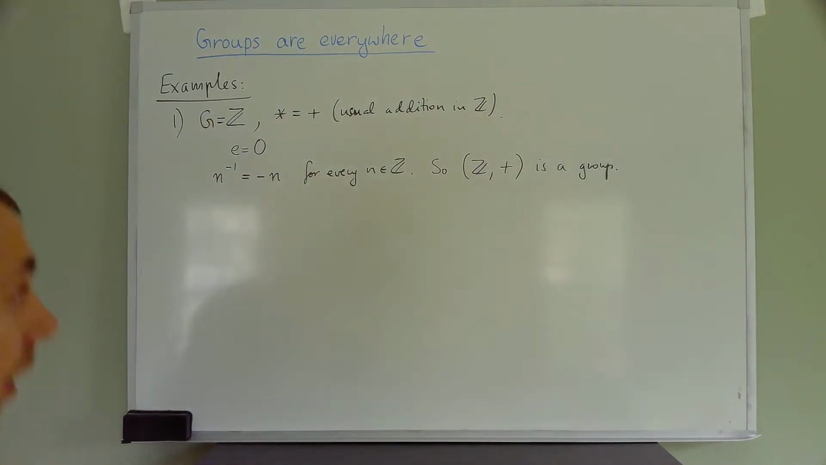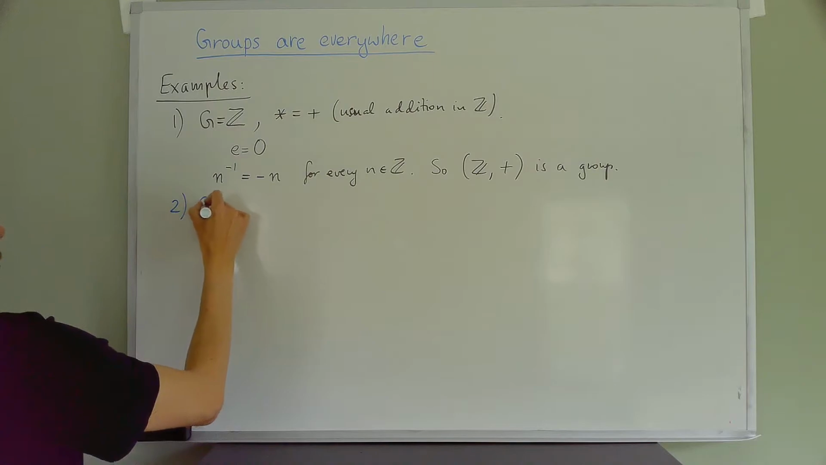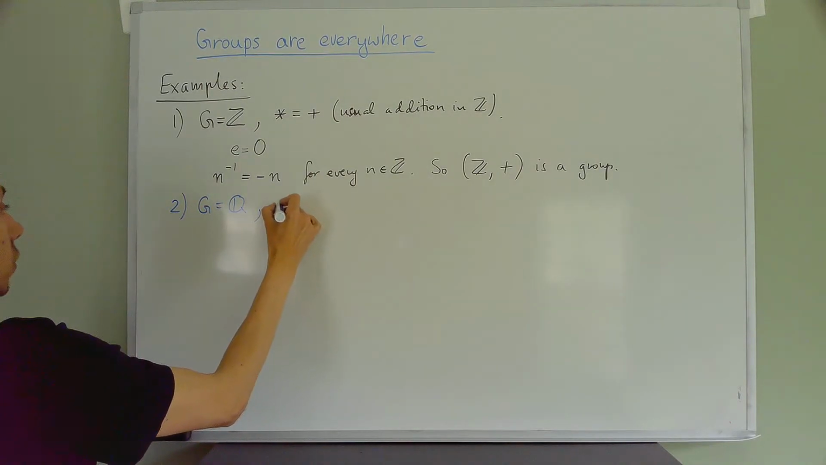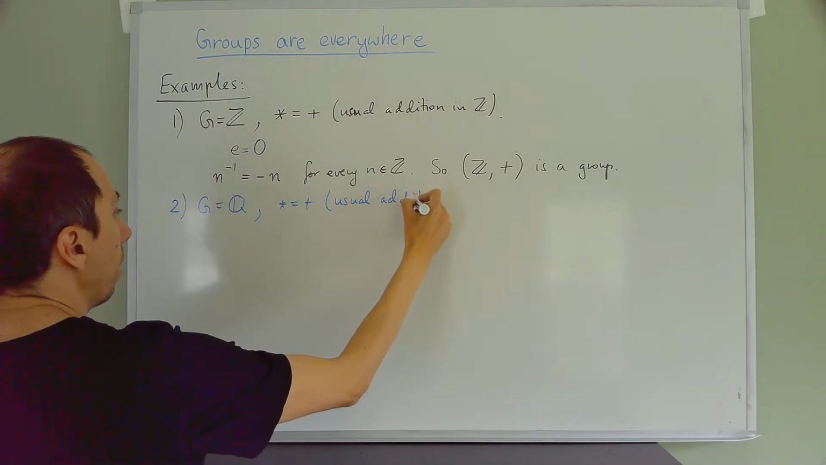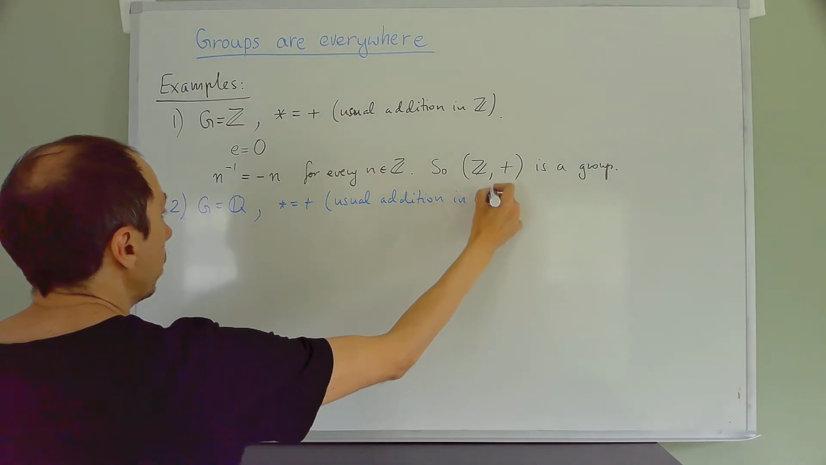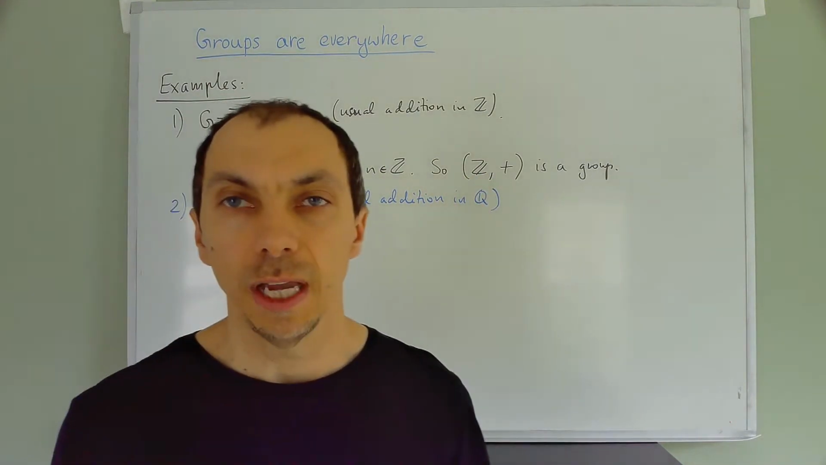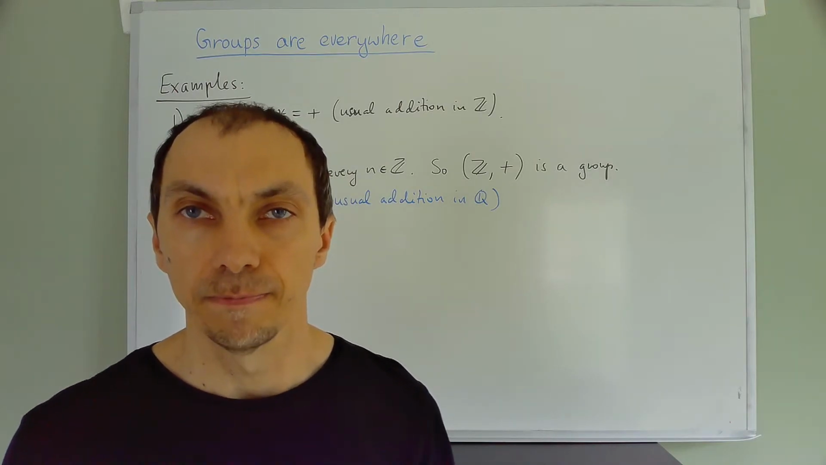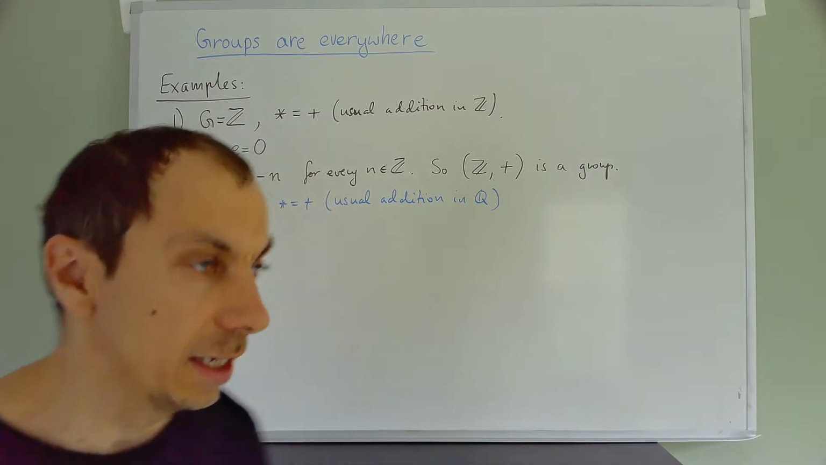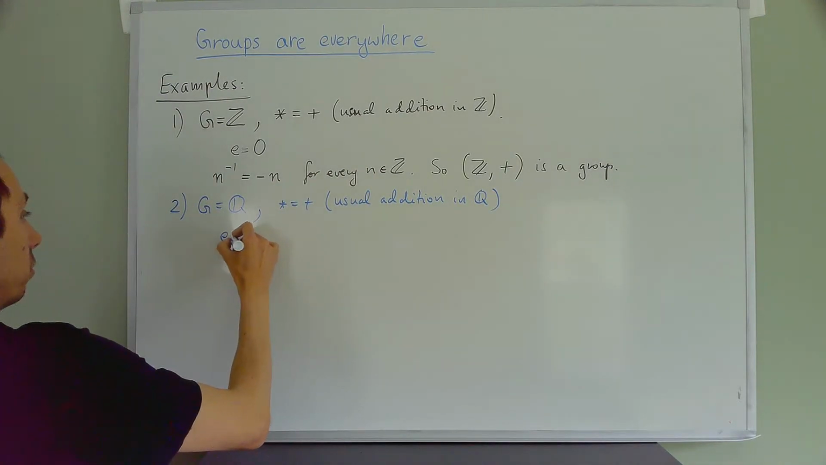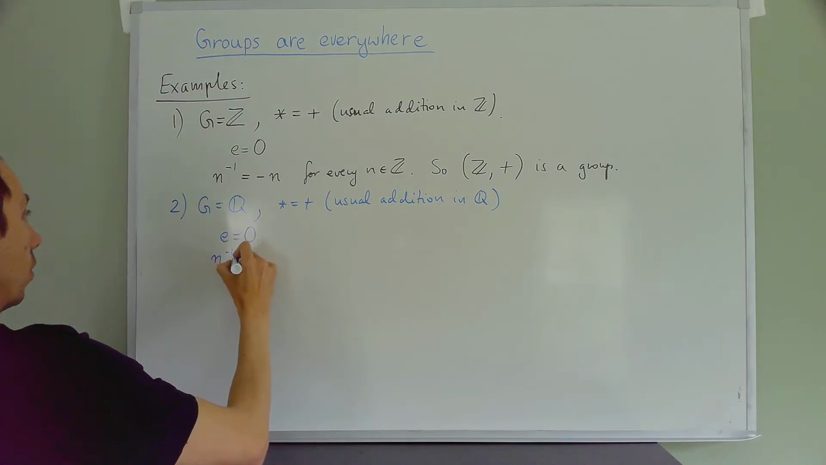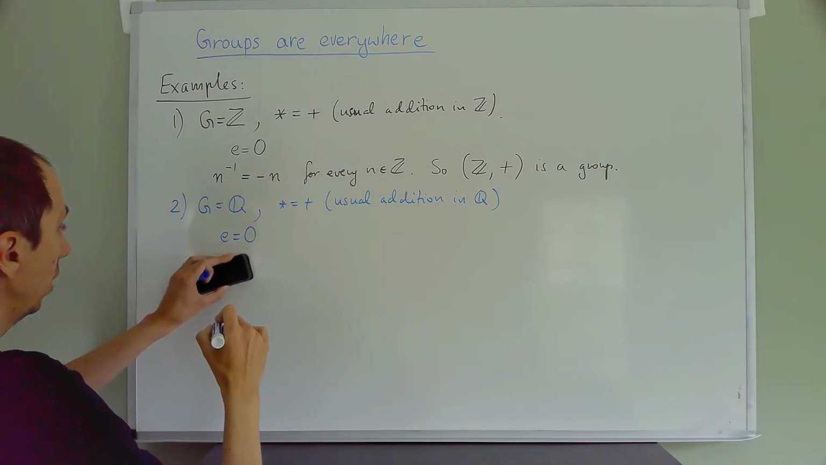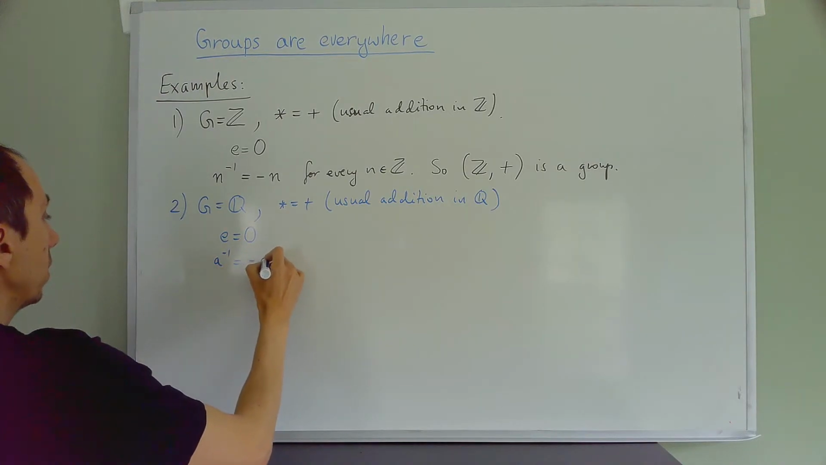Let's move on. Another example, 2. What if I take rationals? And again, I take star to be the usual addition in Q. Well, let's quickly run through the axioms. Is it associative? Yep. Is there an identity? Yes. What's the identity with respect to addition in Q? That's the 0. And what about the inverses? Well, same as for, maybe I should use a, same as for the integers.